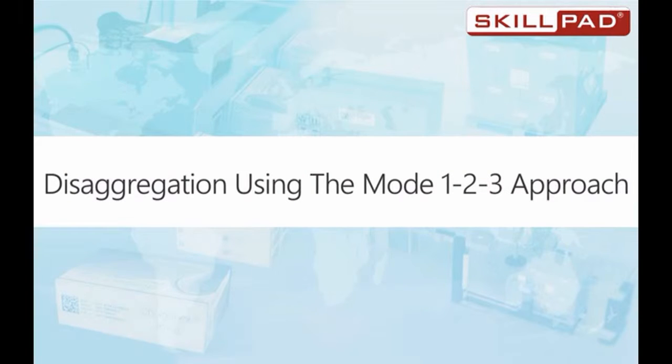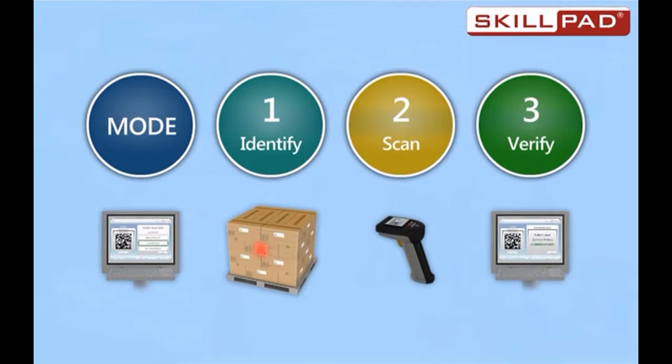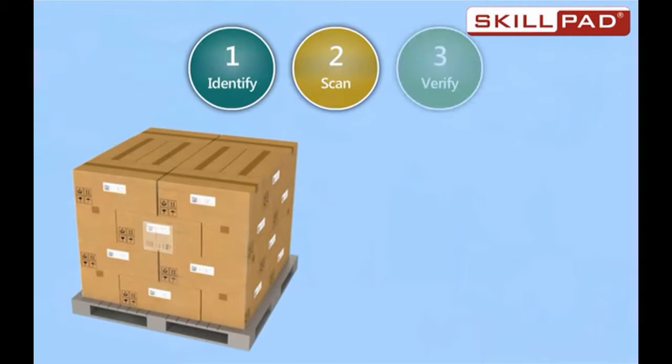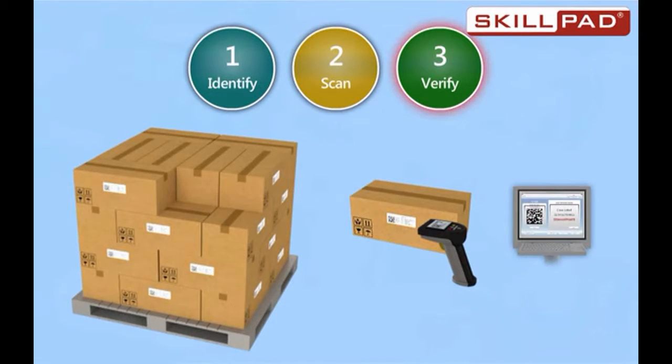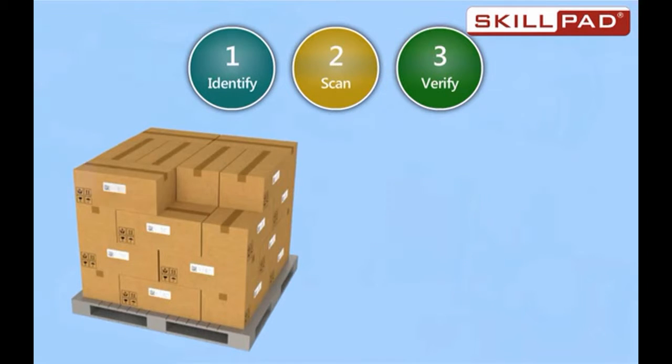Disaggregation using the Mode 1-2-3 approach. Let's look at the Mode 1-2-3 procedure in action. The Mode 1-2-3 sequence should be kept as simple as possible, but with built-in checkpoints to ensure that all scans performed contain the verification step. In fact, operators should never perform more than one scan without the verify step, just like this.